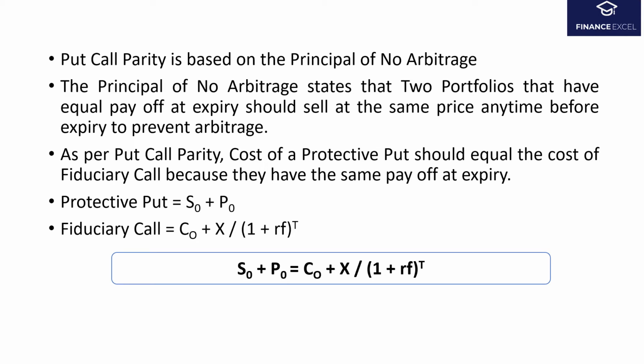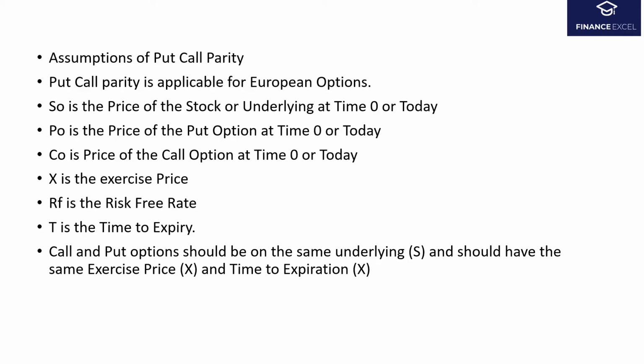So the cost of a protective put should equal the cost of a fiduciary call because both of them have the same payoff at expiry. I will prove how both of them have the same payoff at expiry, but before that we need to understand a certain set of assumptions. So, what are the assumptions of put call parity?